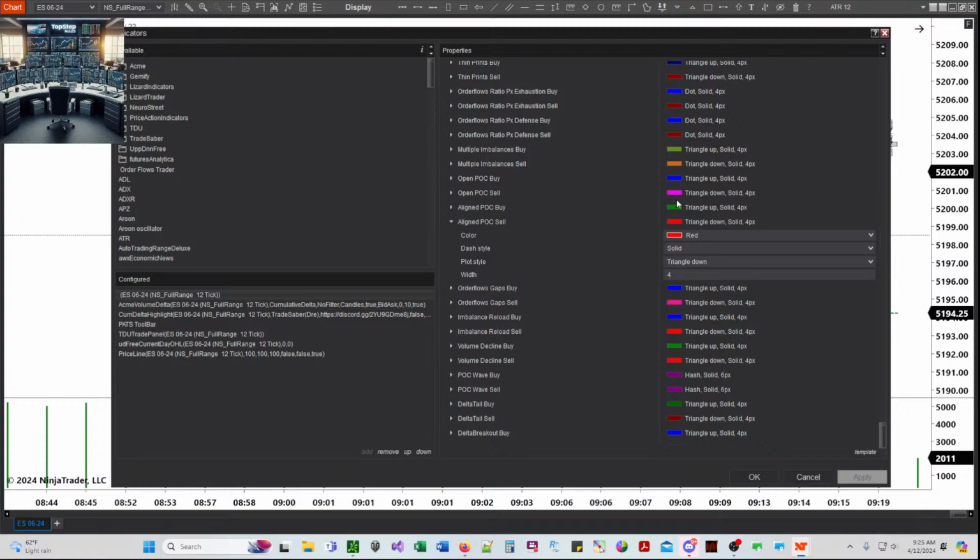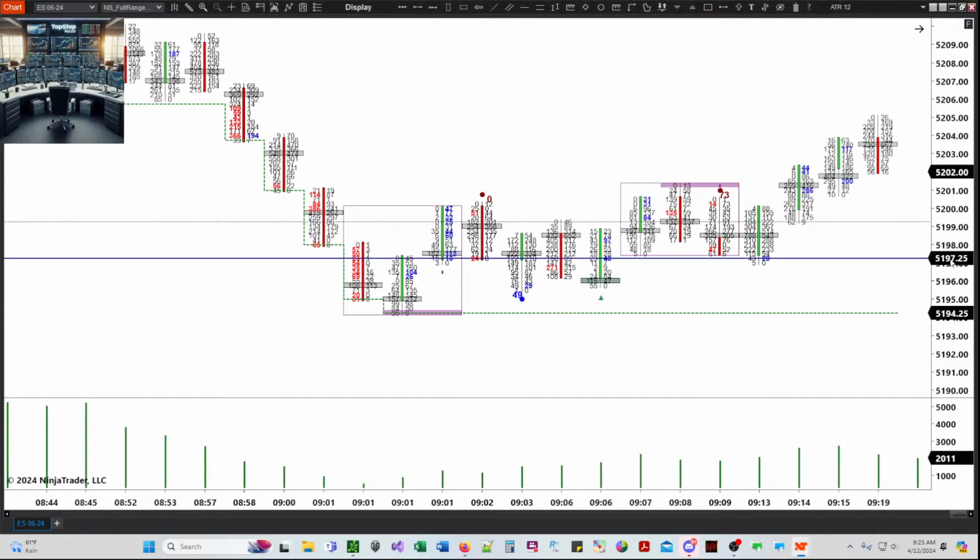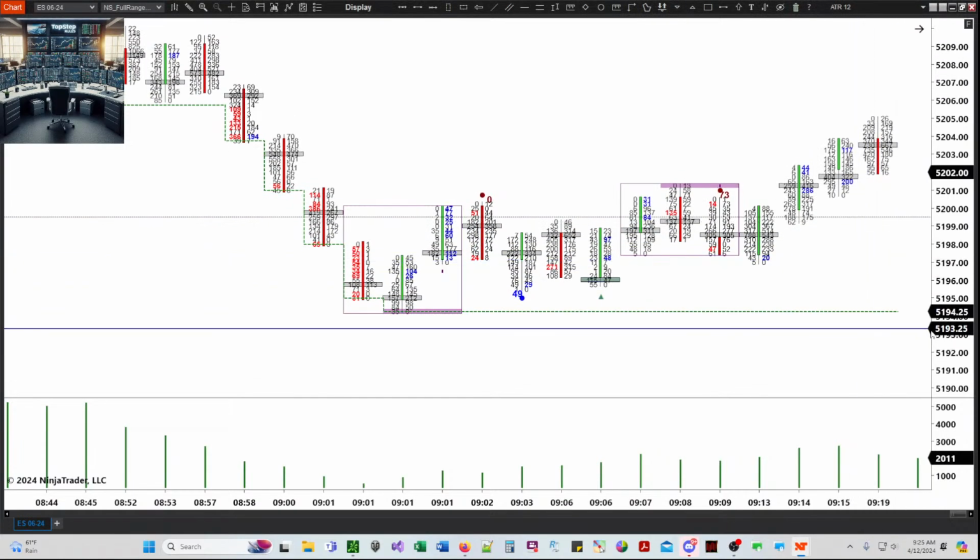Some of you guys might get it, but I like to change the plot style to something different. That way I know what I'm looking at. And the buy and the sell side is the same color. So that's how I set up, or I am starting to set up the Valto's footprint chart. Okay? Just thought I'd let you know that.